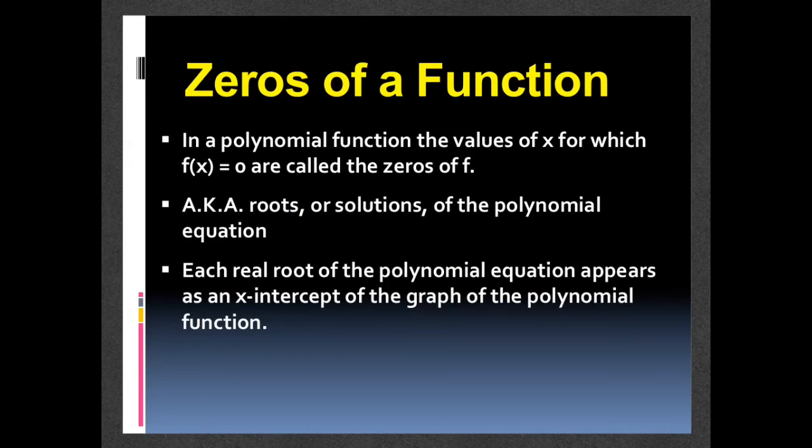The next thing we're going to determine about a graph are the zeros of that function. We've talked about this a lot. Remember that a zero is the same thing as a root or a solution or the x-intercept. So we would set the polynomial function equal to 0. So we're going to replace f of x with 0. And then each real root of the polynomial appears as an x-intercept of the graph of the polynomial function. So zeros, roots, and solutions are all the same thing, and it is where the graph is going to cross the x-axis.